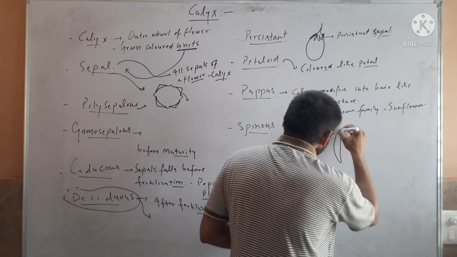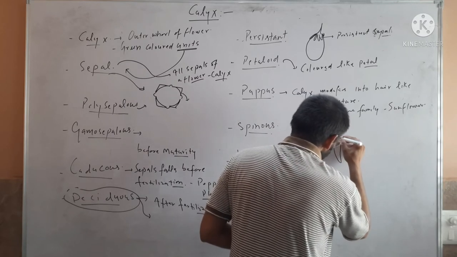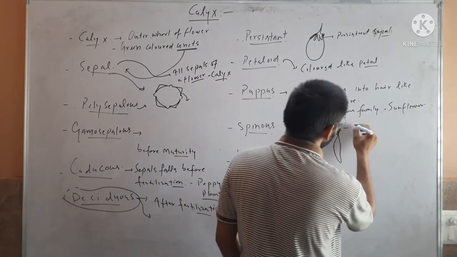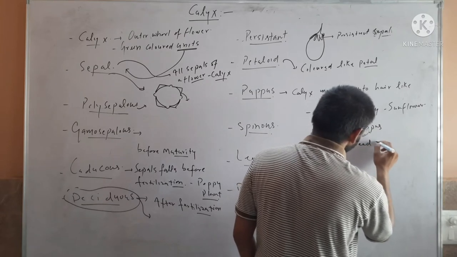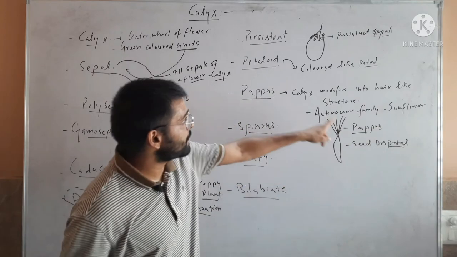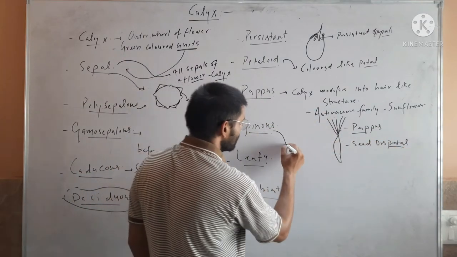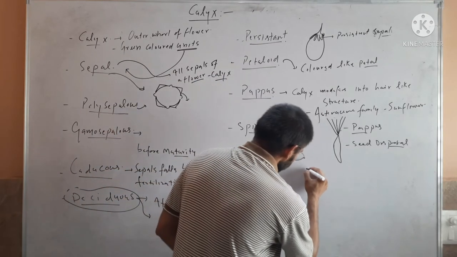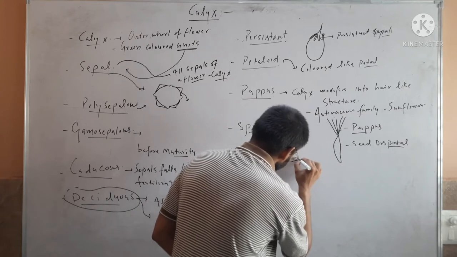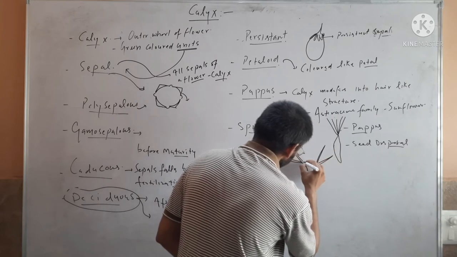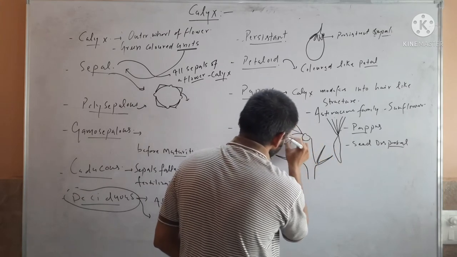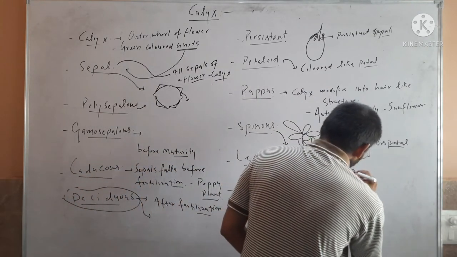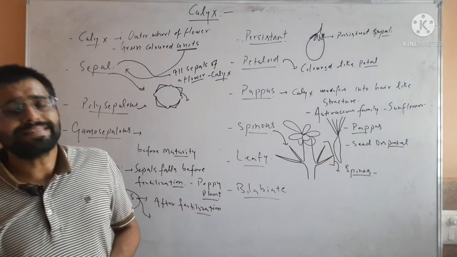So this is a seed. Here on that seed, calyx modifies itself like this, and it helps in seed dispersal. So this type of modification is called pappus. Spinous: when calyx modifies into spine-like structure, modifies into spines like this. Here these are calyx, and these calyx modify themselves into spines. So this type of calyx is called spinous calyx.